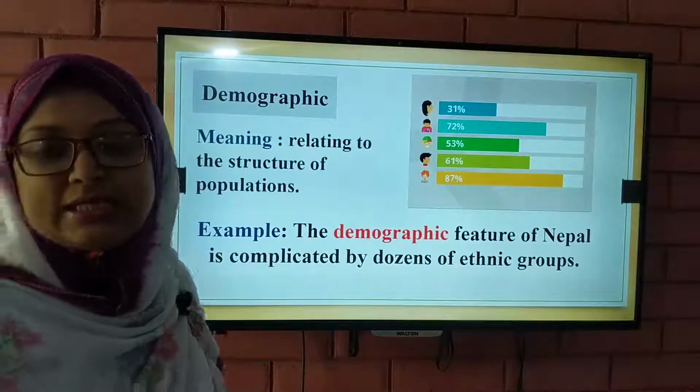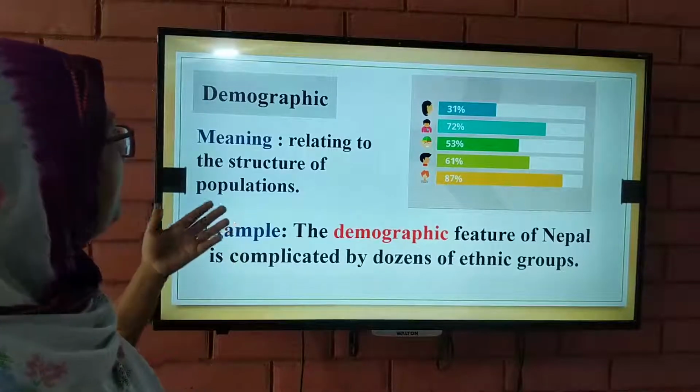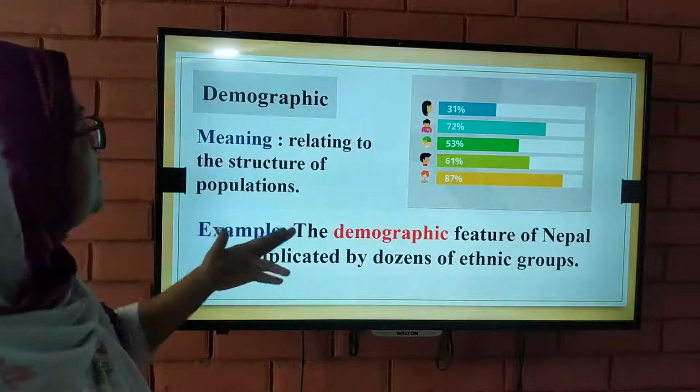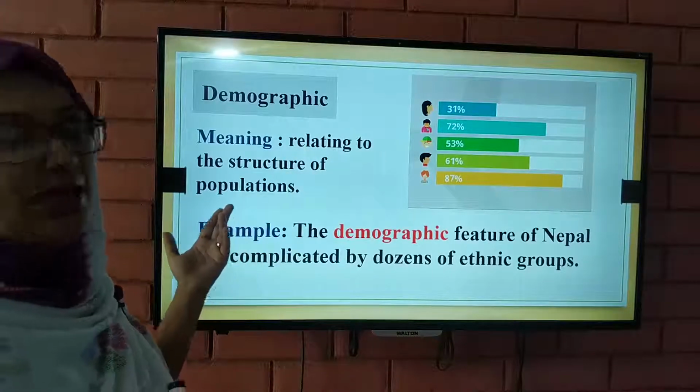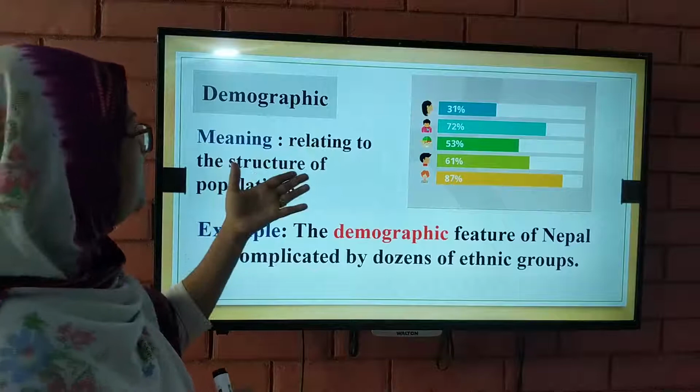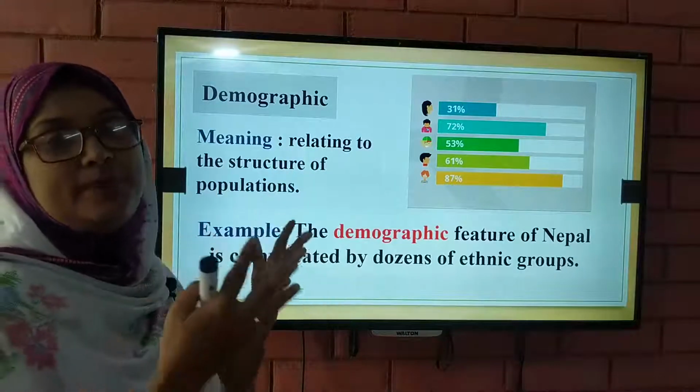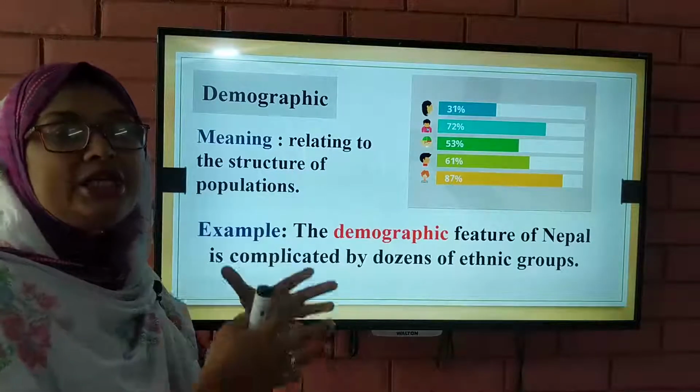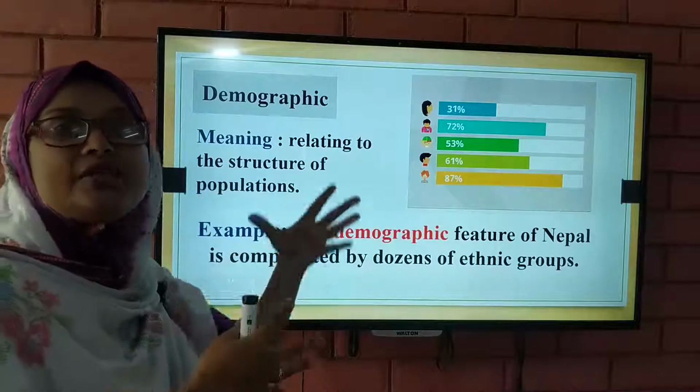Let's see the meaning. Hope you understand the meaning. Relating to the structure of population. Okay, so relating to the structure of population. So what is the population here? Population, anything regarded as population, is called demographic.